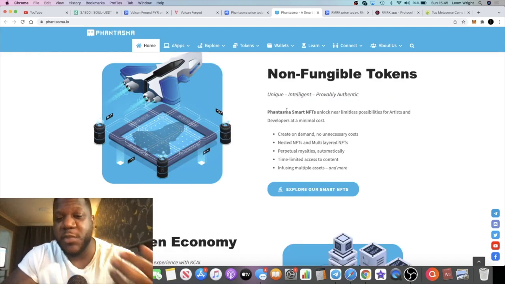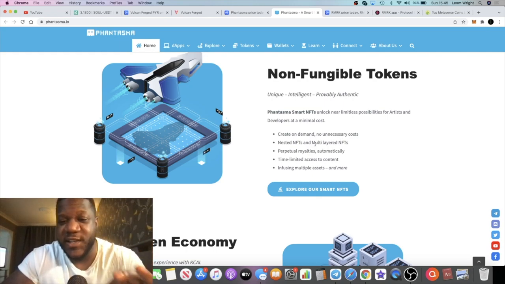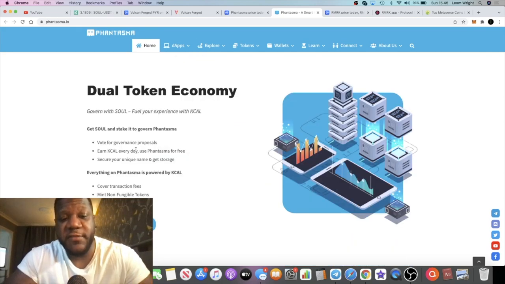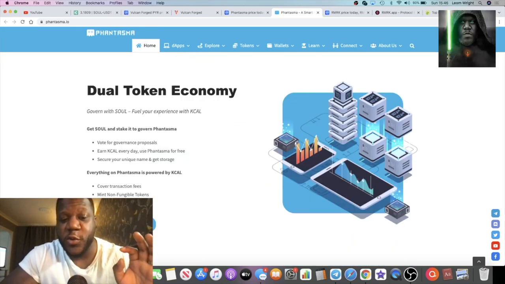And they've introduced smart NFT technology, so you can create on demand NFTs at no unnecessary costs, nested NFTs and multi-layered NFTs. They've got a dual token economy, governance and staking, and you can also deploy smart contracts using the Phantasma protocol.